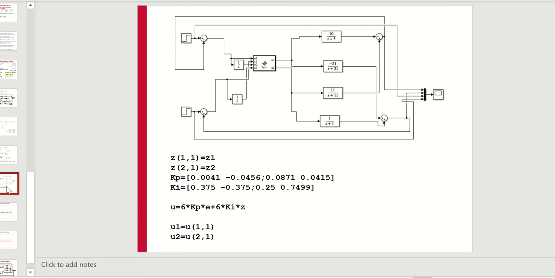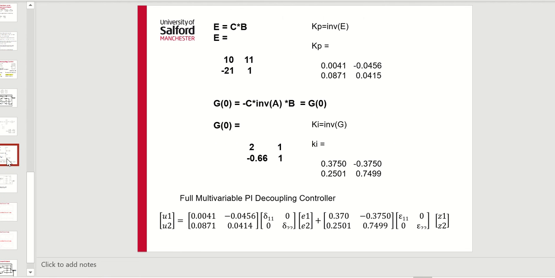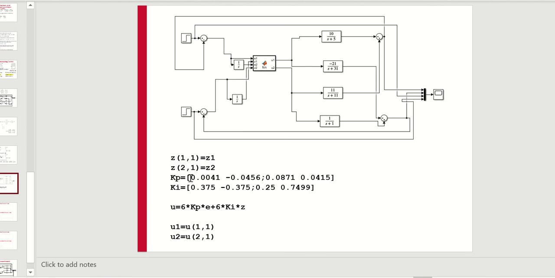So we can now implement this, and I've implemented this using a function block in MATLAB, and inside that function block I've implemented this equation. So this equation can be implemented in this MATLAB function block, and that's what I've done in here. So I define what Kp and Ki are, then U is a matrix operation because E and Z are little vectors and Kp and Ki are matrices, and I've got some gains in here as well just to tune it. So this is the code I would type inside the function block, and then E1 and Z1 and E2 and Z2 feed into the function block, and U1 and U2 come out.